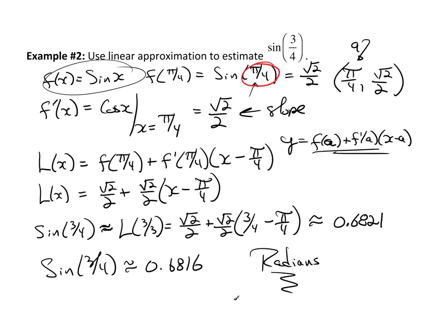Don't be messing around with degrees. Get your calculator in radians if you're going to confirm that. So in a nutshell, that's really all there is to linearization. It's just a matter of finding the equation of the tangent line and using the equation of the tangent line to approximate values of the function near the known point. And the known point is the point where the tangent line touches the function.